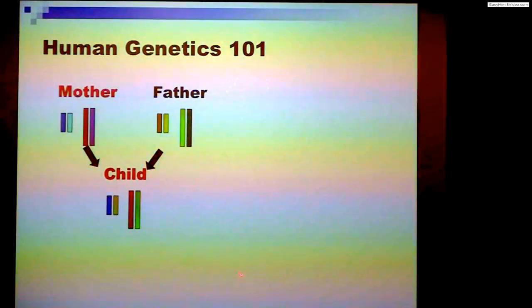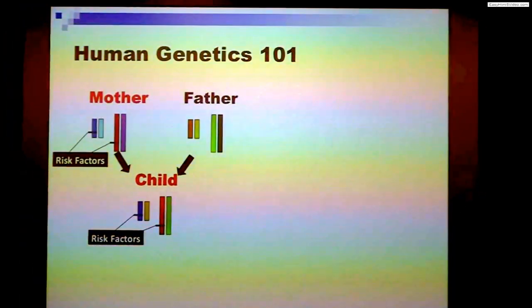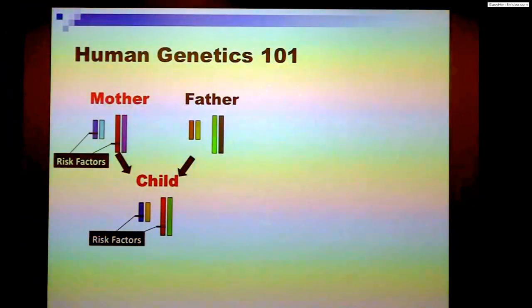The question is, if the mother has a disease, the child is also at a much higher risk for disease. Why is that the case? The reason is that there are risk factors, which are genetic variants that increase your chance of having the disease, prevalent throughout the genome. If the mother had the disease, she probably had a lot of risk factors for that disease, and since she passed on half of those risk factors to the child, the child is also more likely to have the disease. This is actually why people take a family history when you go to the doctor.